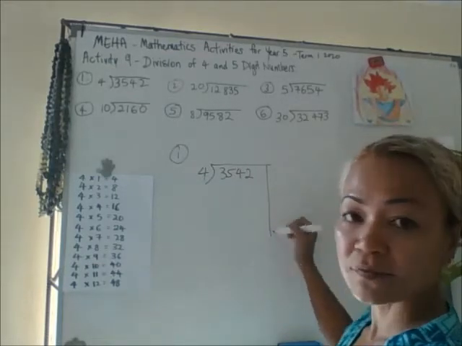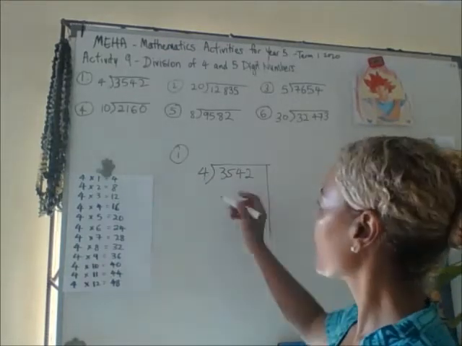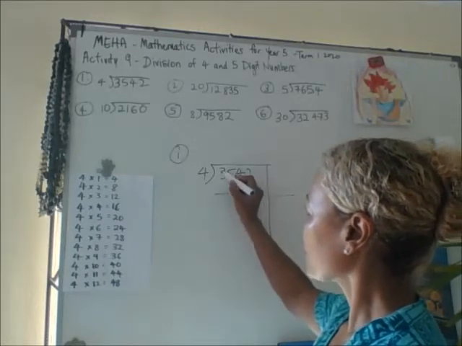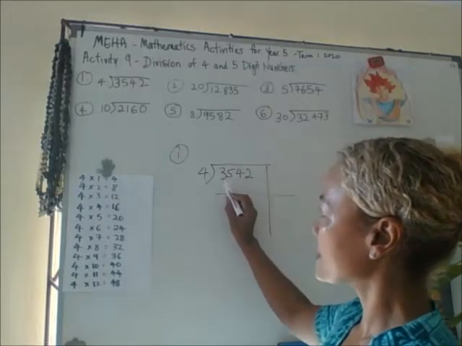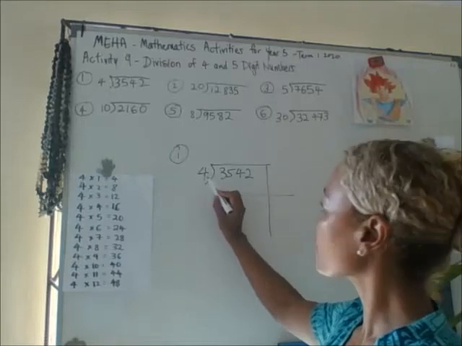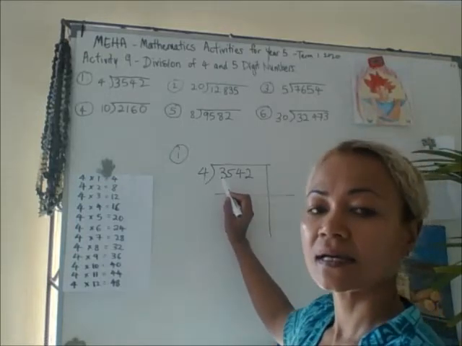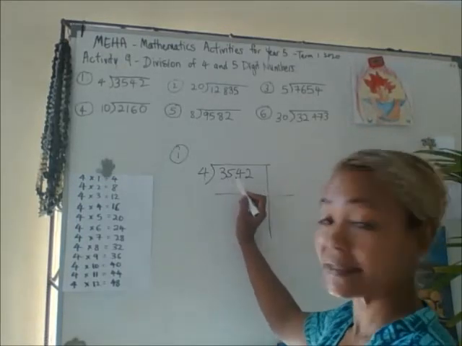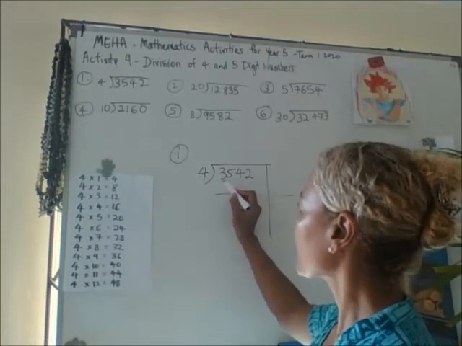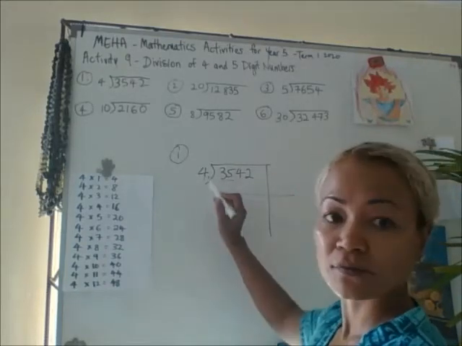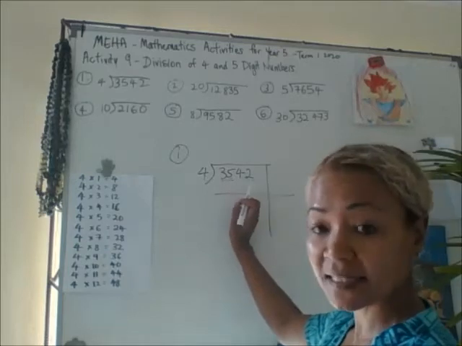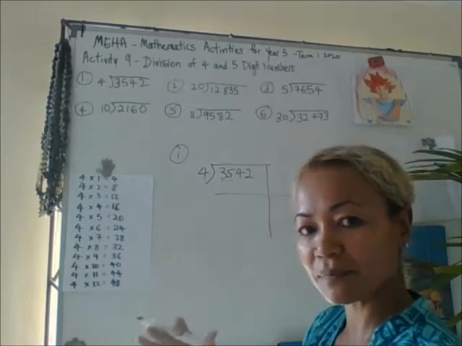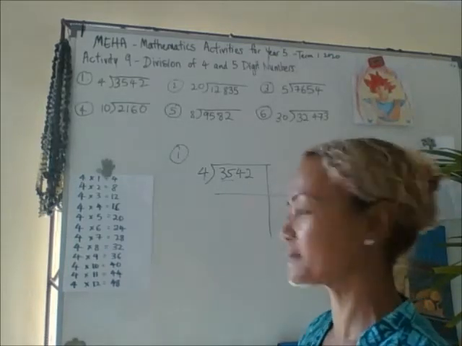Okay, if you've watched the last 2 videos, now we first look at this first digit here, which is a 3. Can 4 go into 3? No. 4 is too big, or 3 is too little. So we look at these 2 digits, 35. Can 4 go into 35? Yes. How many times? We want the biggest number that we can get, which is just under 35.